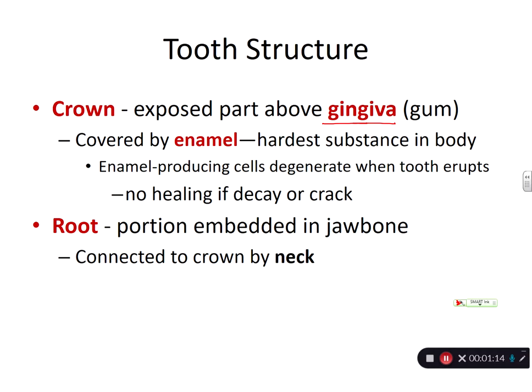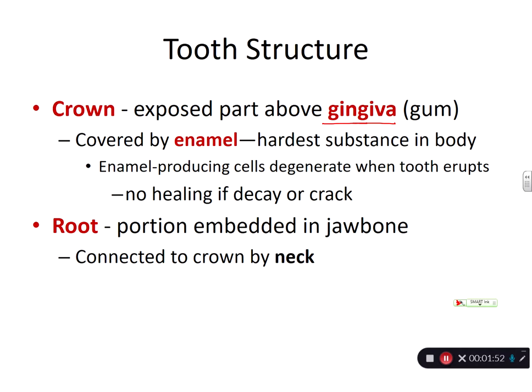But the crown of a tooth is covered by enamel, and enamel is the hardest substance that we have in the body. It is harder than bone. You have some cells that produce enamel, but as soon as the tooth erupts, those cells die. So this is why if you break a tooth or get a cavity, you don't have any cells that can replace that enamel. This is why you have to have a filling, or a veneer, or they have to add something onto your tooth when you've broken it. It cannot regenerate. The root of the tooth is the part that's actually embedded in the bone.